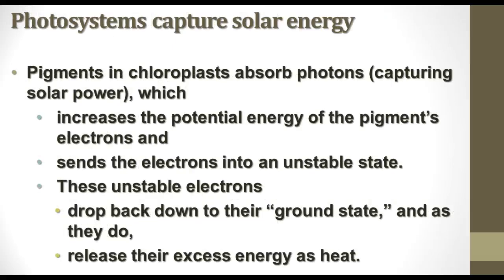In the chloroplast, the pigments absorb photons. That's how they capture the solar power. And what this does, when they absorb the photons, the potential energy of the electrons is increased, and that sends these electrons into an unstable state. And then as they drop back down to their normal or ground state, they're going to release energy as heat. And so what photosynthesis does is it traps that energy in molecules like NADPH and ATP, and then we can use that energy to power the processes that make the sugars.